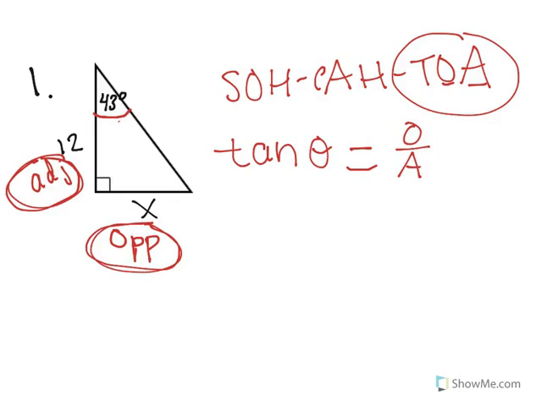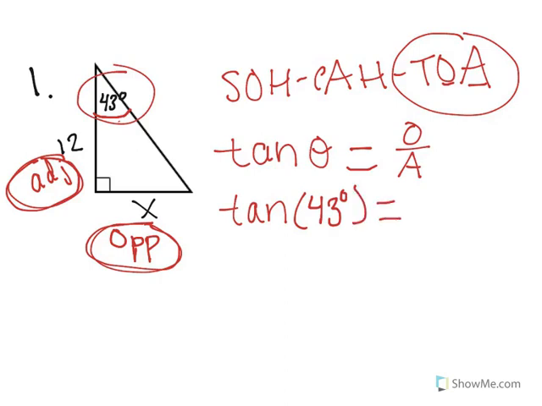Then we start plugging in our information. So tangent of my angle. Well, I know my angle is 43 degrees. We put that in parentheses. Equals O, the O side or the opposite side is x, over A. My A or my adjacent side is 12. So that's how I plug into that ratio.